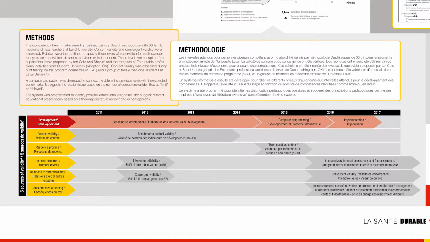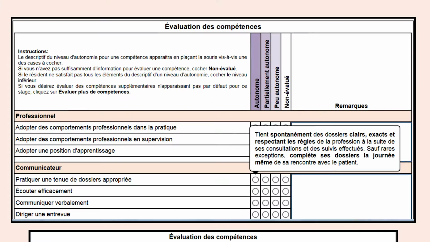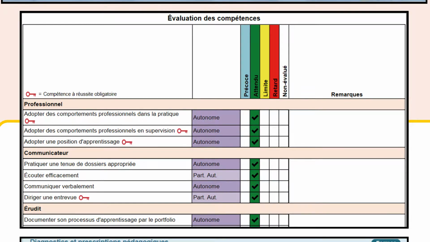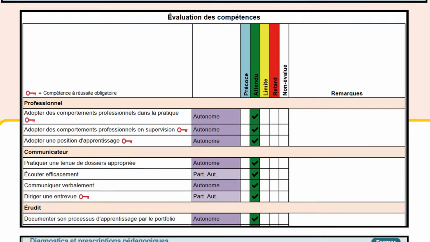In the timeline figure, you can see the validation process for 5 sources of validity: content validity, response process, internal structure, relations to other variables, and consequences of testing. A computerized system was developed to connect the different rubrics, seen as pop-ups, with the expected time points for achievement of each level. It suggests the rotation issue based on the number of competencies identified as limit or delayed.